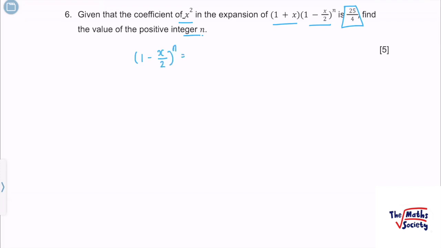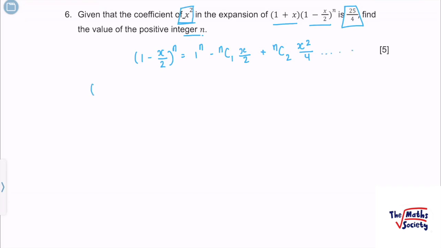And that is going to go as 1 to the power n, minus nC1, 1 to the power n again, multiplied by x by 2, because 1 to the power n is just going to be 1, plus nC2, and it's x squared by 4. So that's how it's going to go. And we only want the coefficient of x squared, so we can just leave it here for now.